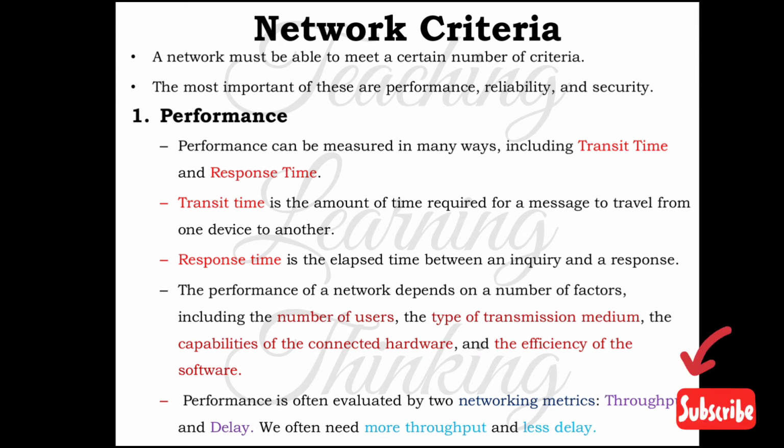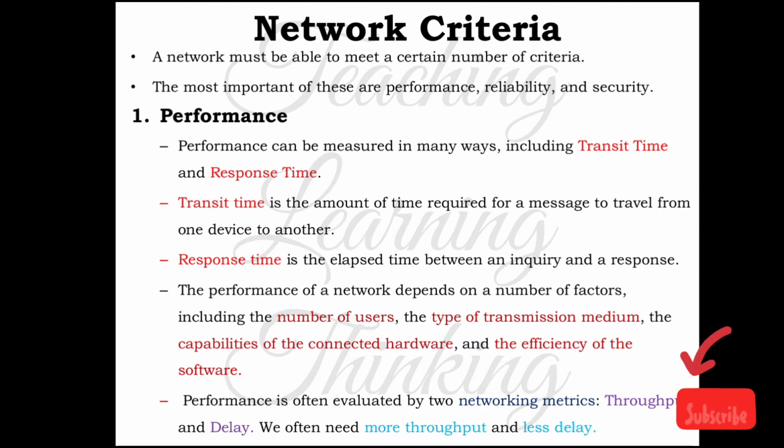The first one is performance. Performance can be measured in many ways, including transit time and response time. The transit time is the amount of time required for a message to travel from one device to another. And response time is the elapsed time between an inquiry and a response. The performance of a network depends on a number of factors, including the number of users, type of transmission medium, capabilities of the connected hardware and the efficiency of software.